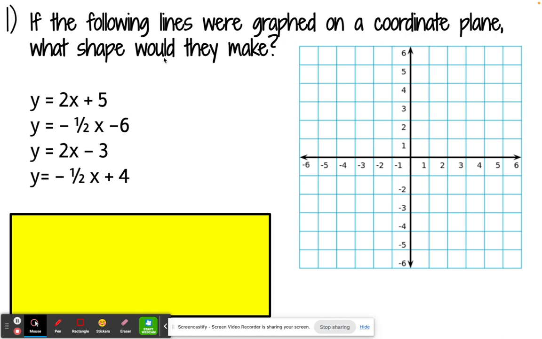So, if the following things were graphed on a coordinate plane, what shape would they make? Well, let's see what happens. I have y equals 2x plus 5. Why can't I draw lines that straight when I want to? My y-intercept on this one is 5, and my slope is 2, so down 2 to the left 1. Since I'm going down, I have to go left to keep it positive.